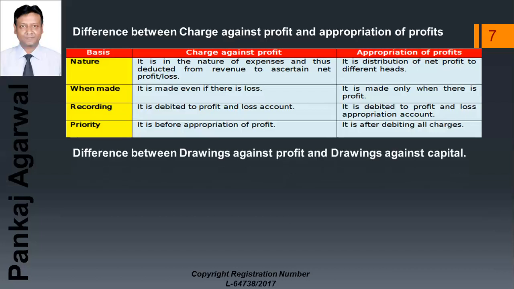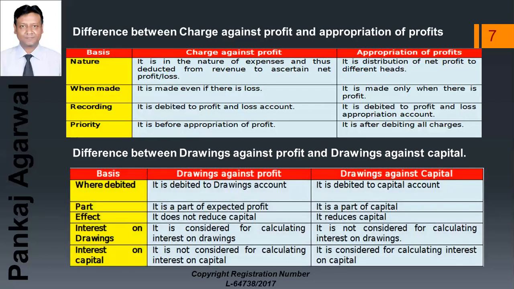So if we talk about drawings, the difference between drawings against profit and drawings against capital. Drawings against profits are debited to the drawings account, whereas in case of capital, it is debited to the capital account. Drawings against profits are part of the expected profits, whereas drawings against capital are part of the capital.